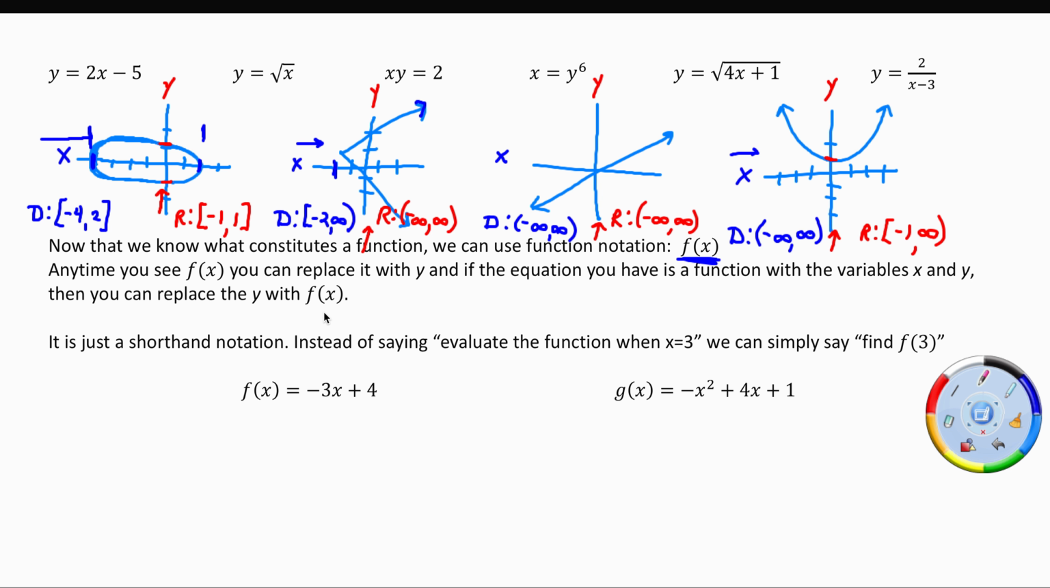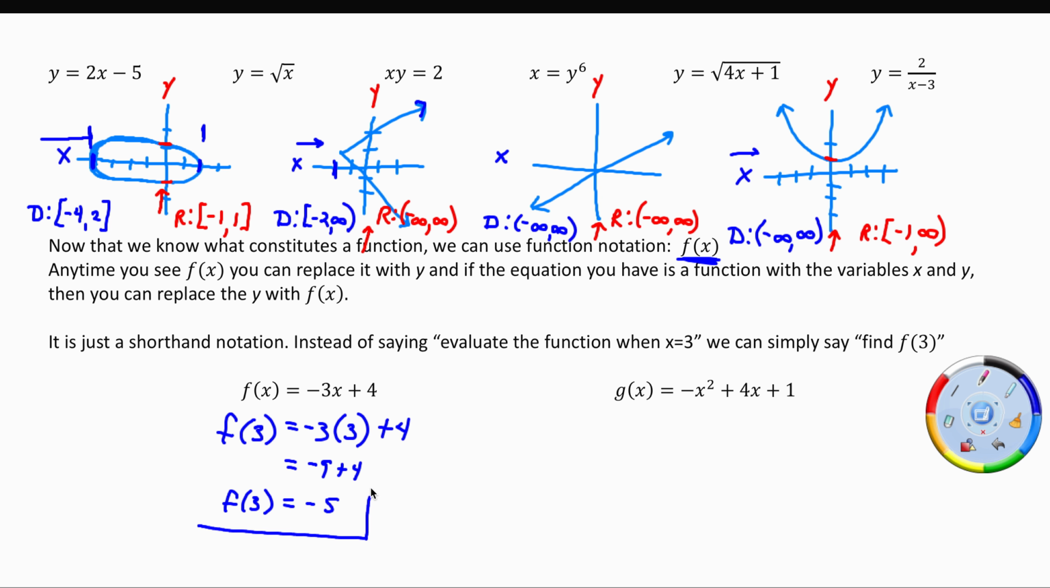Okay, this f of x is just a shorthand notation. Instead of saying evaluate the function when x is 3, I can simply say find f of 3. F of 3 means take the function f and replace every x value with a 3. So negative 3, but instead of times x, times 3, plus 4. So f of 3 equals negative 9 plus 4 equals negative 5. So f of 3 equals negative 5.